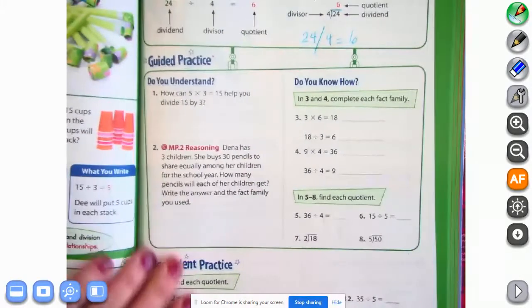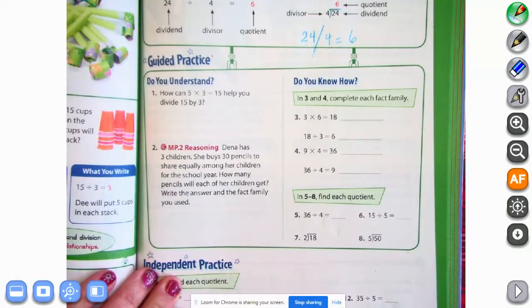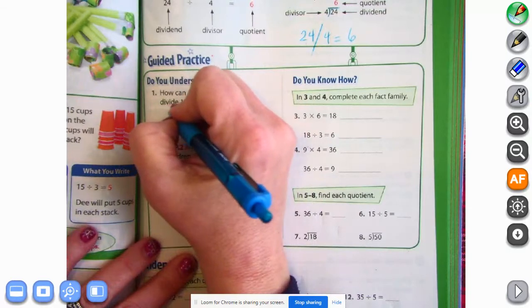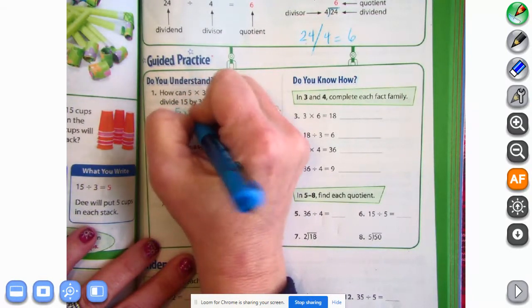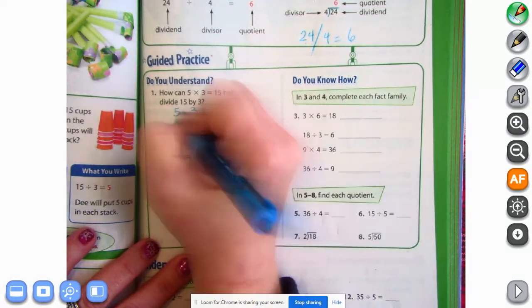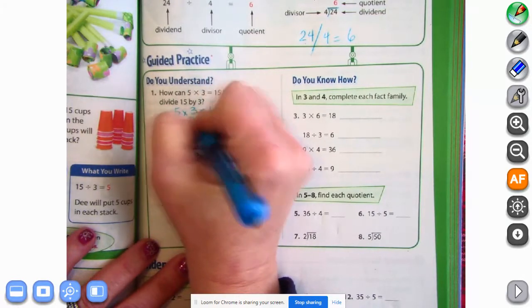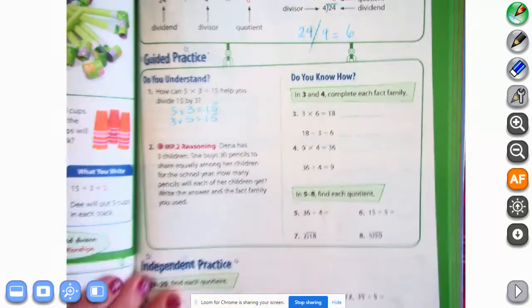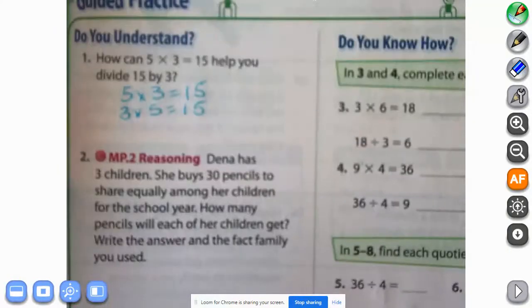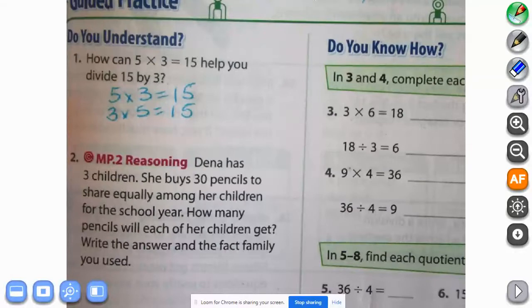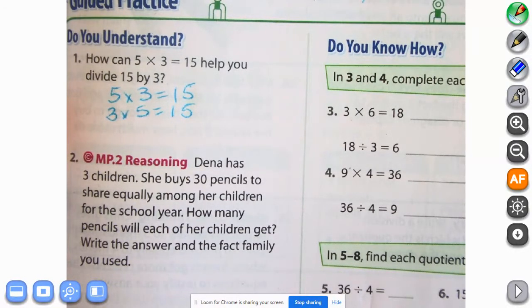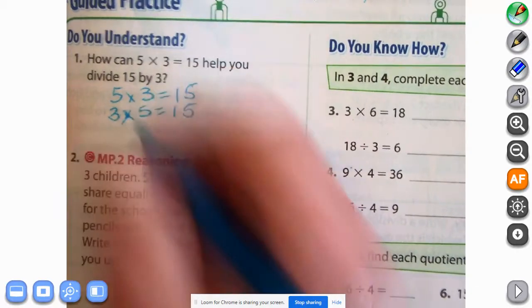So number 1, how can 5 times 3 equal 15 help you divide 15 by 3? All right. So we can do 5 times 3 equals 15, and 3 times 5 equals 15. So what are we going to write for our division problem? Think about it before we give the answer.